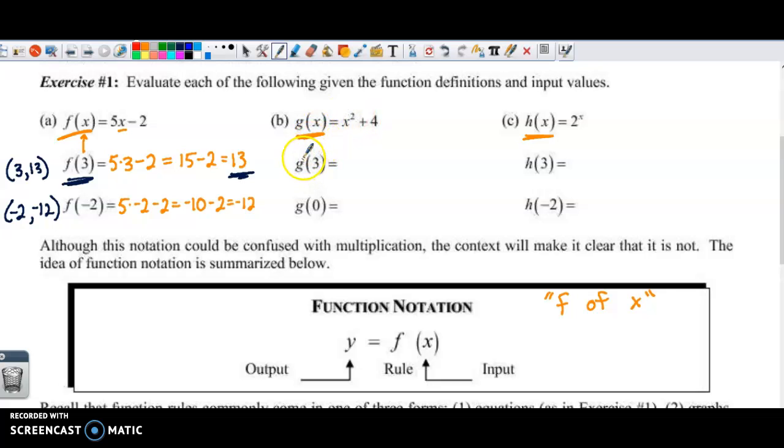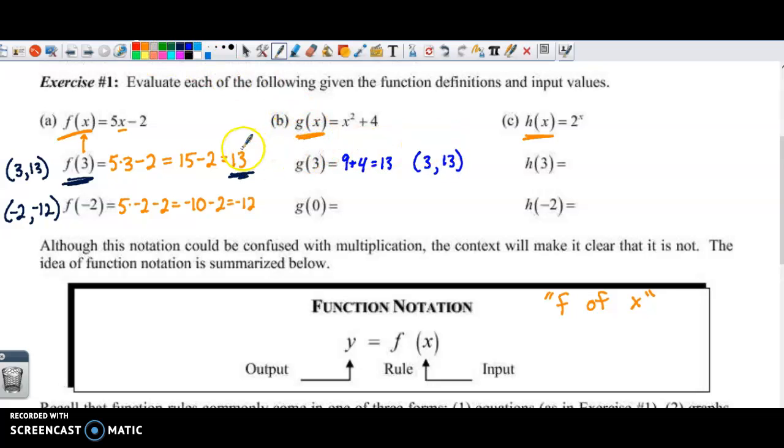So again, this is not g times 3, it is g of 3. So what that means is when you plug in 3, what are you going to get for y, the y coordinate? Well, 3 squared would give me 9, plus 4 is equal to 13.